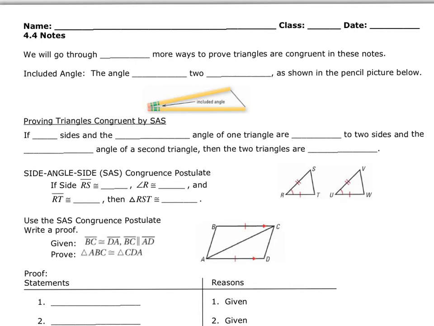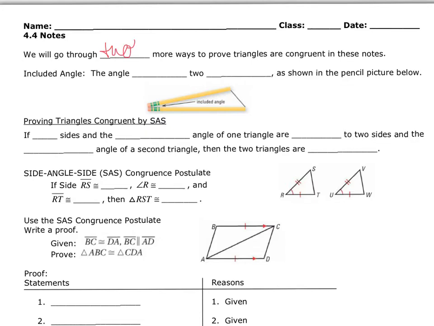Okay, so today we're going to go through two more ways to prove triangles congruent. Remember I said there were 5 altogether. We previously did side, side, side. Now we're going to add 2 more, kind of like shortcuts. Remember, you don't need every piece of a triangle to say they're congruent, just certain ones in certain orders. So today we're going to go through 2 more ways to prove triangles are congruent.